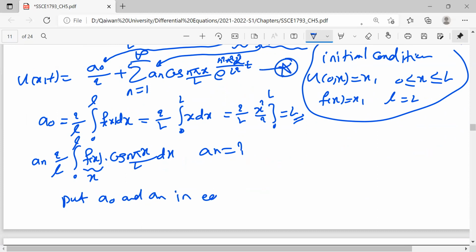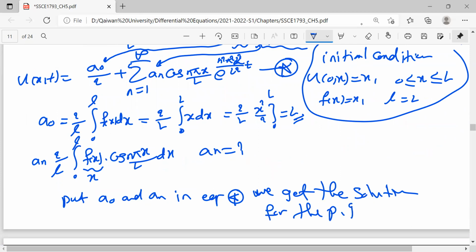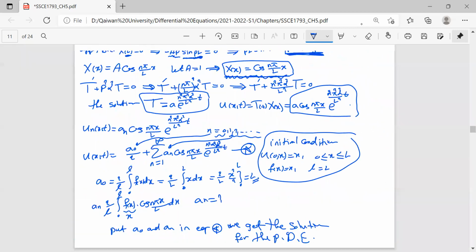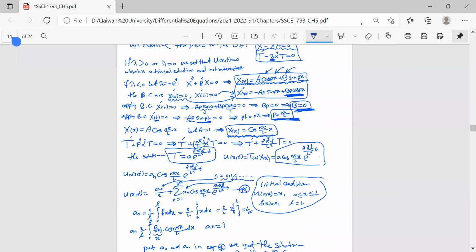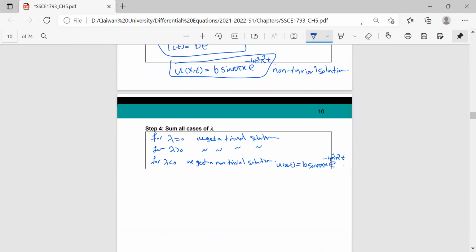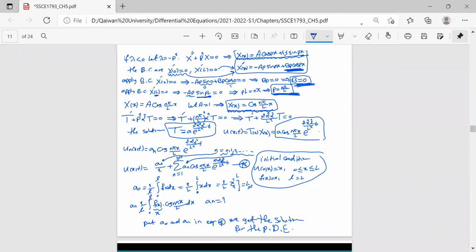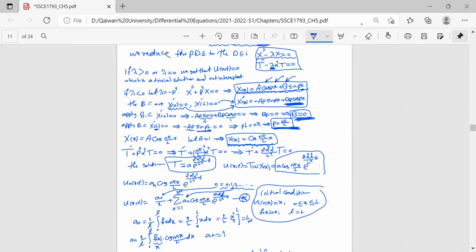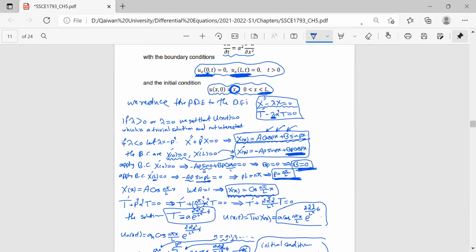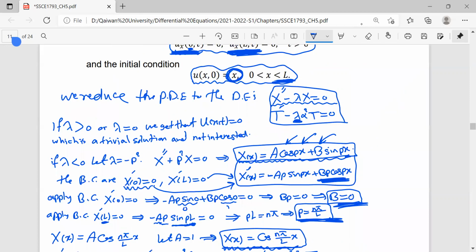In equation star, we get the solution for the partial differential equation. That's okay. As you see here, we could solve this in 1 page, while the previous one took 4 pages. Yes. Okay. Here, you can neglect some cases that you know don't give non-trivial solutions.